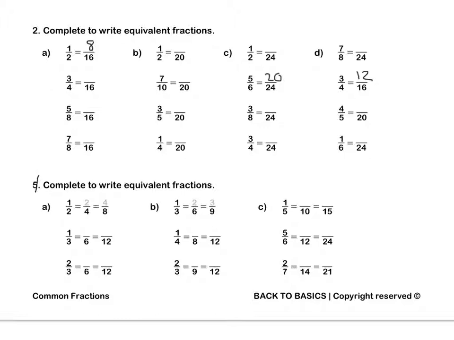Question 3. Complete to write equivalent fractions. A half is equal to 2/4, which is equal to 4/8. For B, I times by 2, so I times by 2. Then to work out ninths, I look at the first fraction. 3 times 3 is 9, and 1 times 3 is 3.